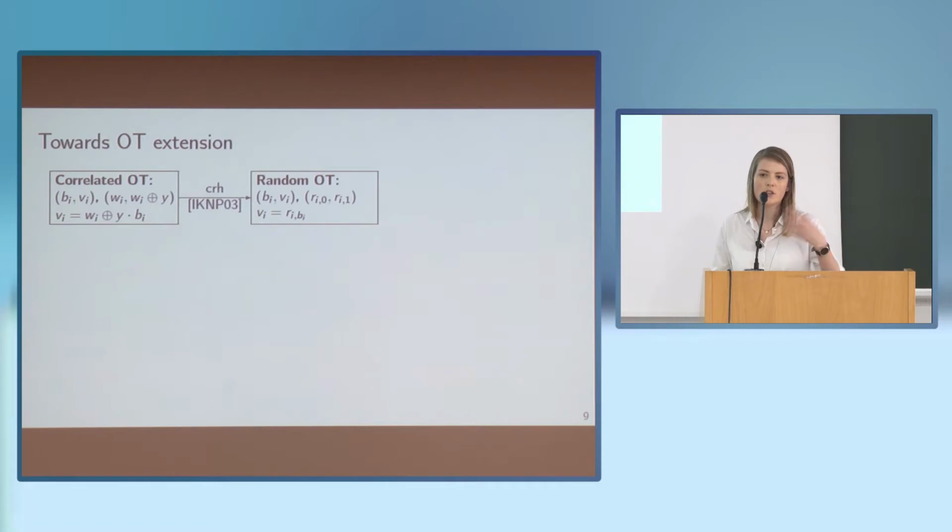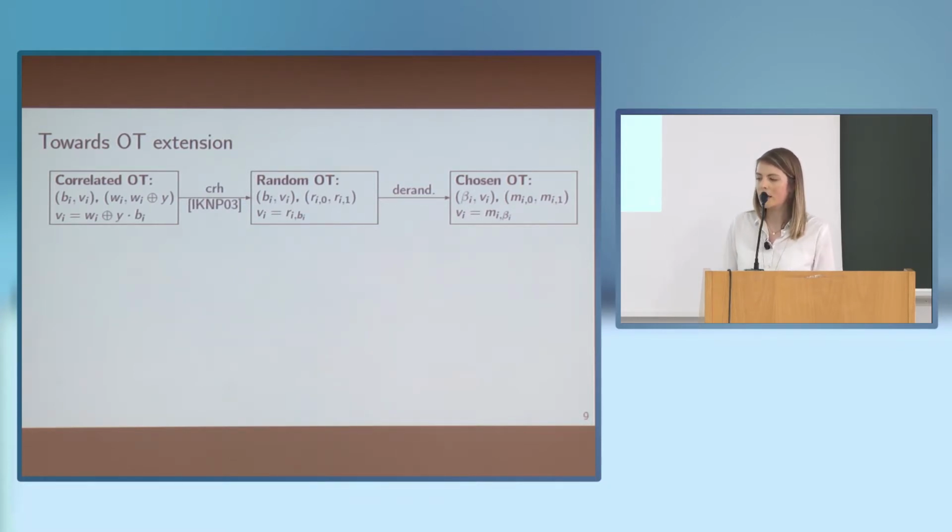In many applications you actually want chosen message OT. For OT extension, what you can then do is de-randomize, and the idea is basically using the random inputs and outputs as a mask, like a one-time pad.